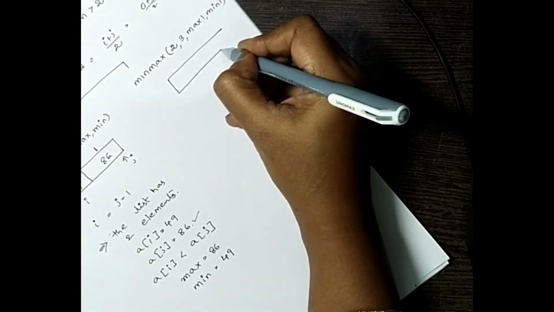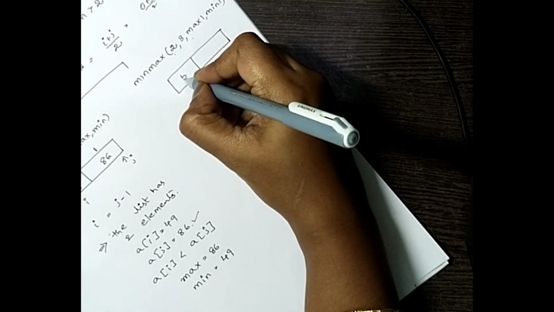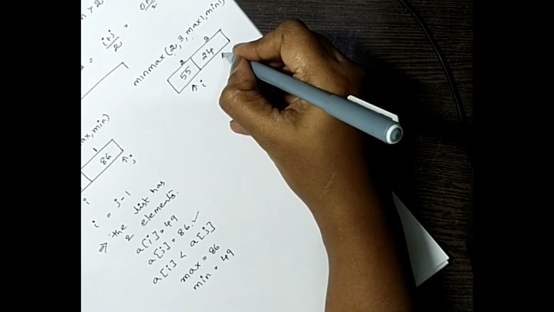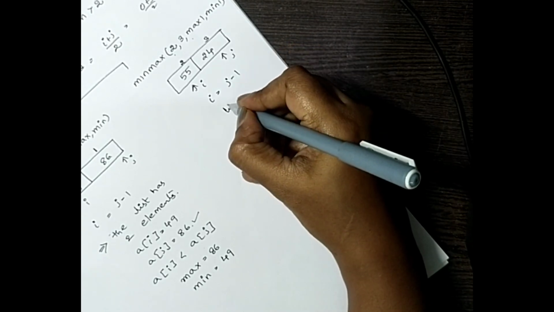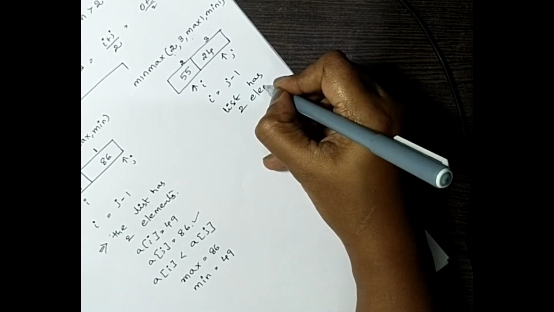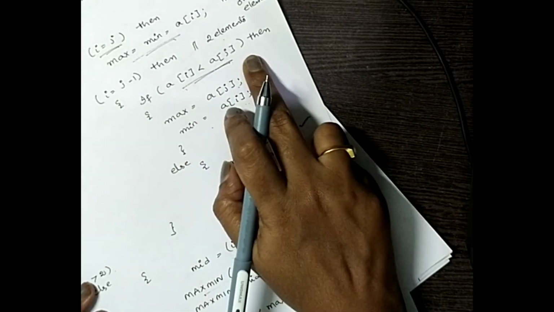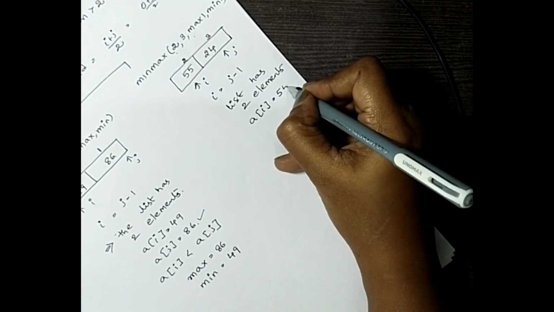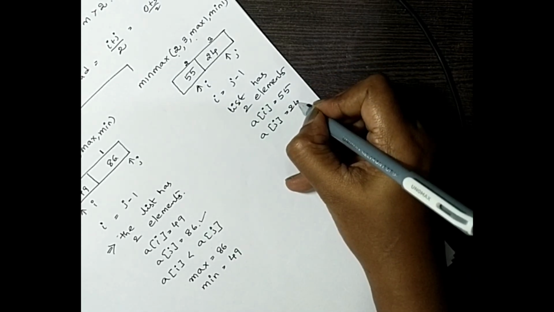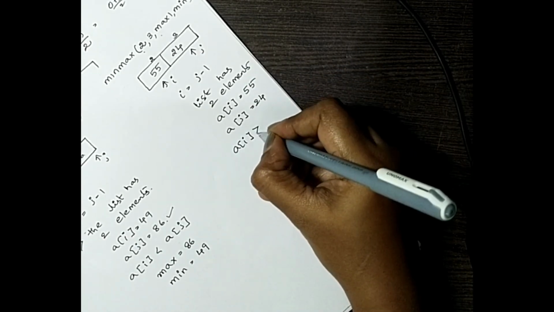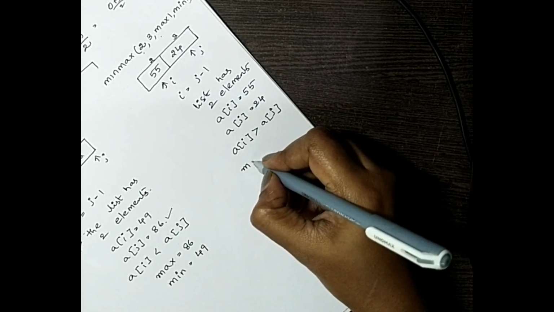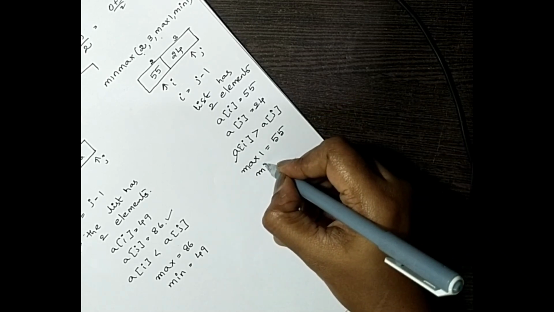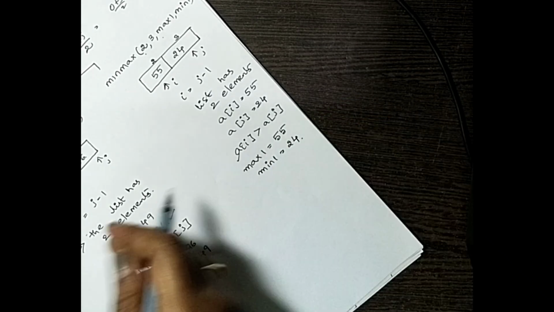So coming to the second list. It has two elements, 55 and 24, with indices i and j. i equals j minus 1, so the list has two elements. Again we have to compare the two elements. a of i is 55 and a of j is 24. Here a of i is greater than a of j. Therefore max contains the value of a of i and min 1 contains the value of a of j.